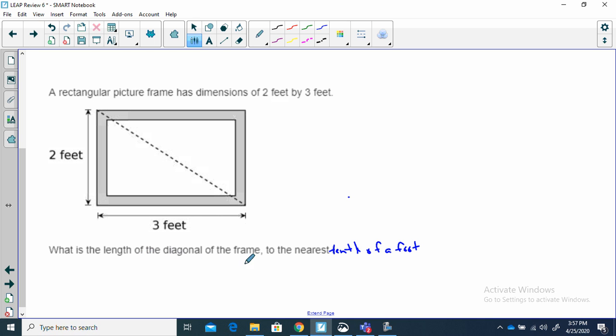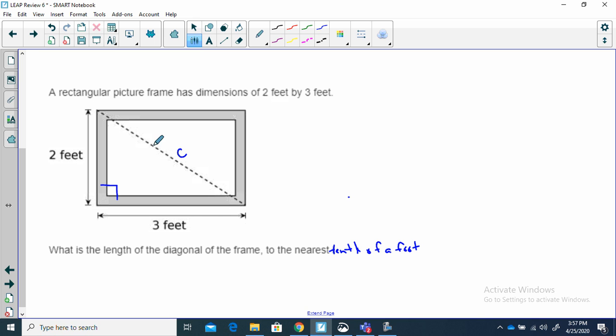What's the length of the diagonal of the frame here to the nearest tenth of a foot? Well, if we notice this, guys, we've got a right triangle here, don't we? 2 feet here, 3 feet there, and we're looking for this side right here. That's across from the right angle. It's C. C is always your long side. We're doing Pythagorean theorem because we've got a right triangle here. Whenever you've got a rectangle, if you cut this in half, go from one side to the other like this, you're going to wind up having a right triangle.